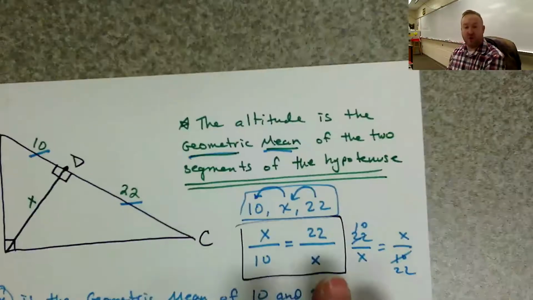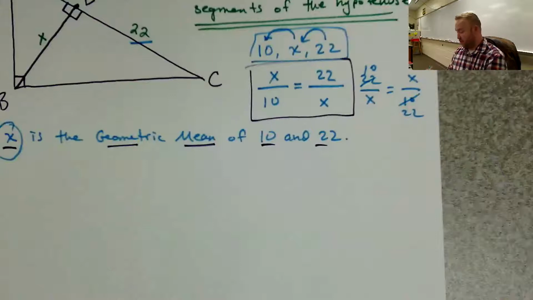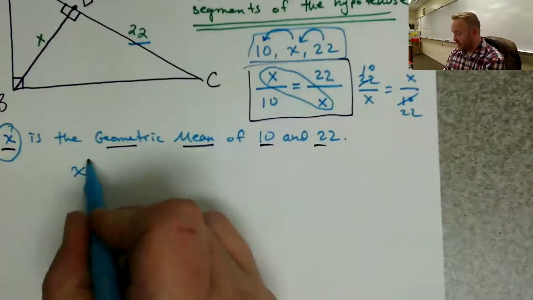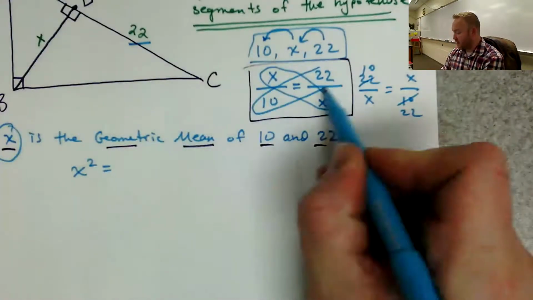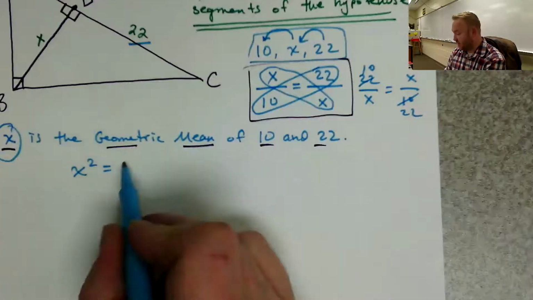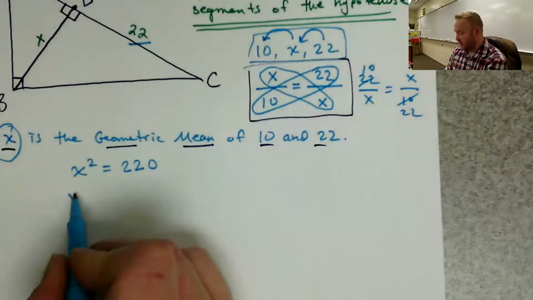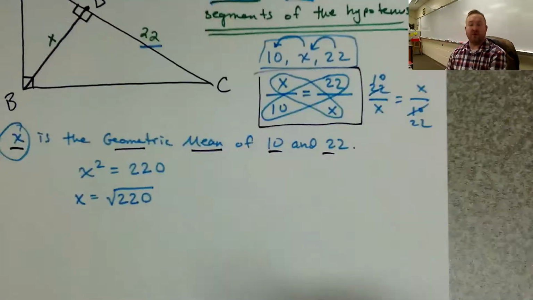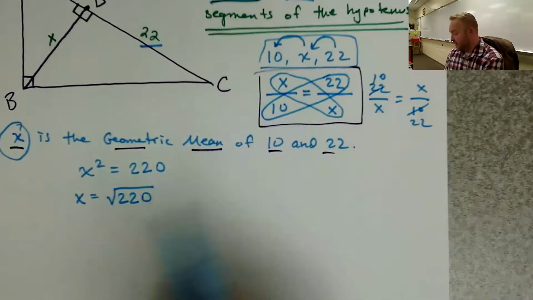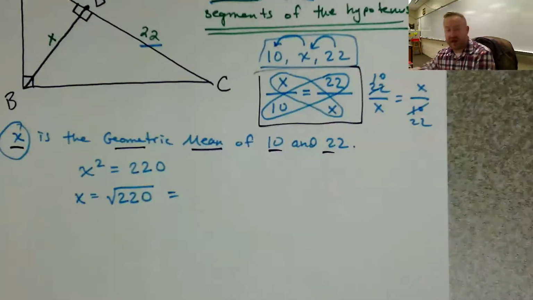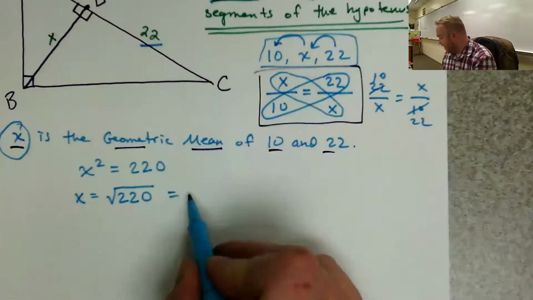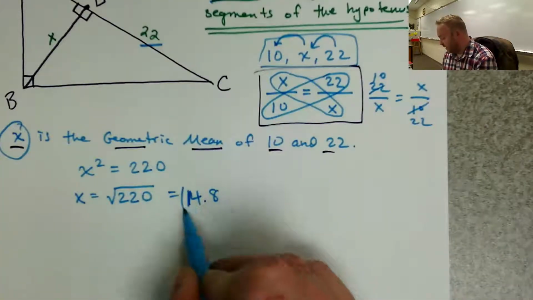Okay, so in order to solve this proportion, we're just going to use our cross products. My first cross product here, X times X, is X squared. My other cross product, 22 times 10, is 220. So to get X, we need to find the square root of 220. Now we're going to give this answer two different ways. One way is to just use our calculators and find the decimal version of that answer, which would be 14.8.